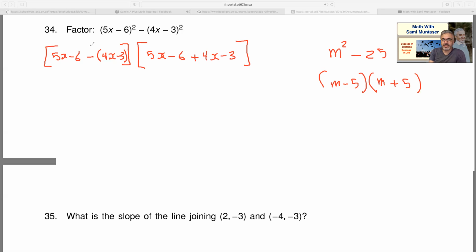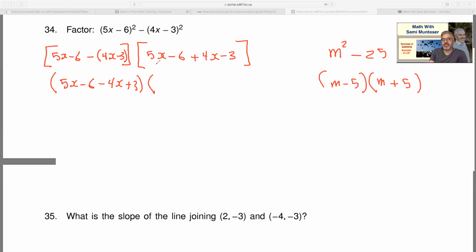You're square rooting this, put it here and there. You're square rooting this, put it here and there. Now you might ask me, why did I put brackets here and I didn't put brackets around here? When it's a plus here, it doesn't change anything in here, but when it's negative, it's a sign changer. So what will happen with this one here, you'll get 5x minus 6 minus 4x plus 3, because the negative sign will make that plus.